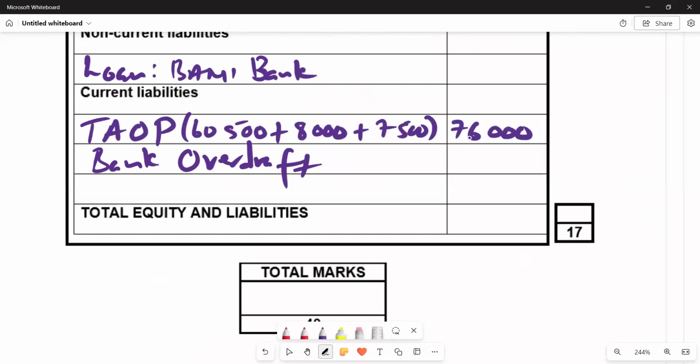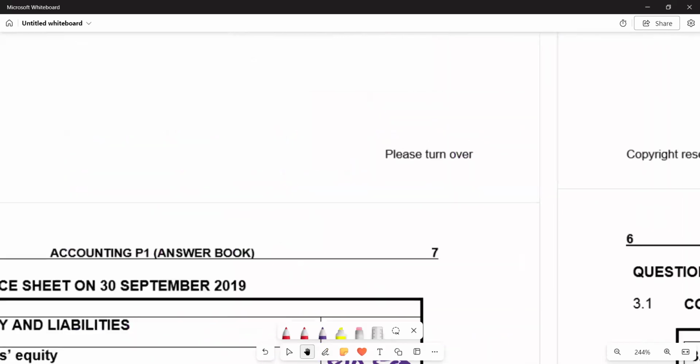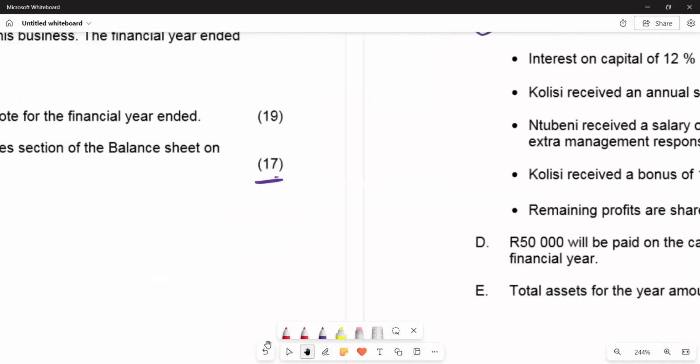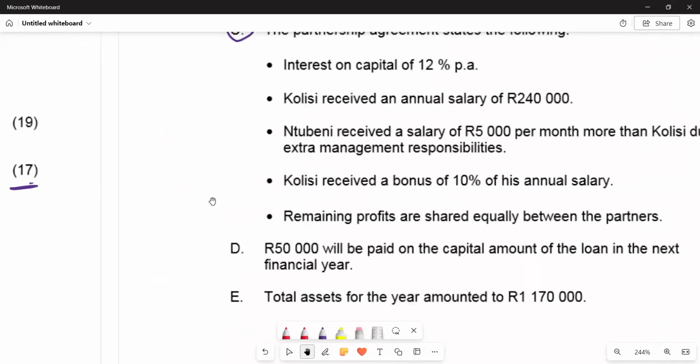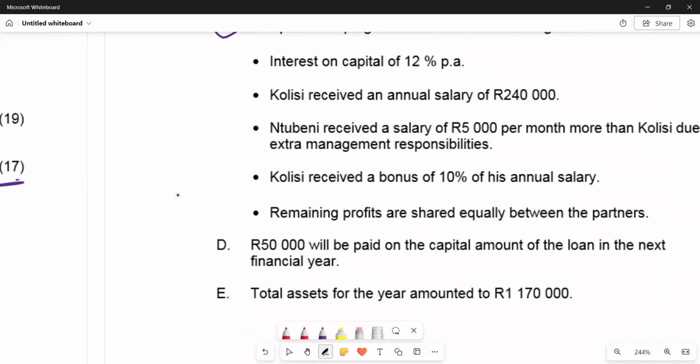And we are saying 35,500. Then, having done that, we go to the extra information to see if we have any other current liability mentioned there. If you go to the second from last, which is information D, 50,000 rands will be paid on the capital amount of the loan in the next financial year.